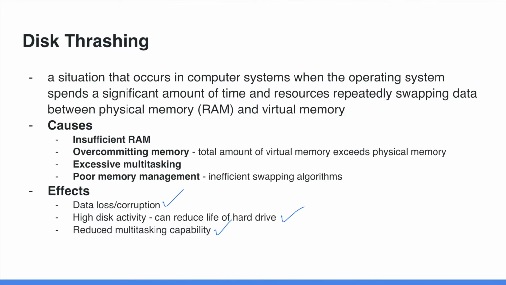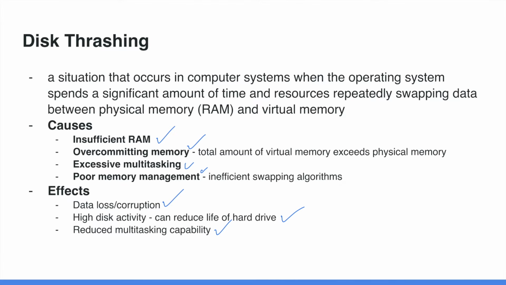Now, some of the causes of disk thrashing are insufficient RAM, overcommitting memory, basically allowing programs to function that use more memory than you have. Excessive multitasking, which again, running a computer game, your browser, and some sort of data science calculation at the same time. Then also poor memory management.